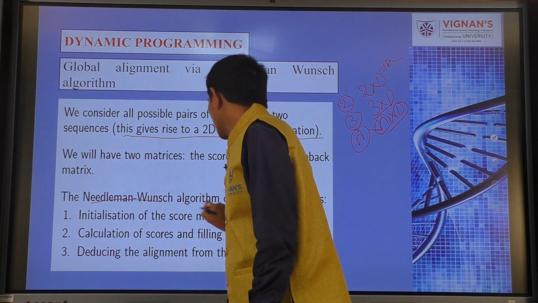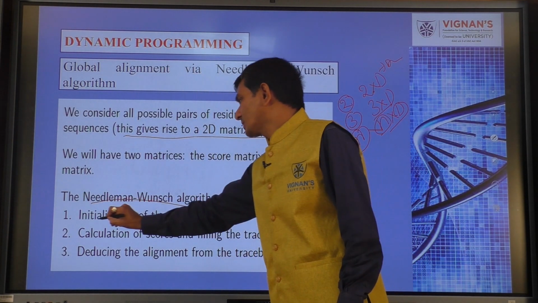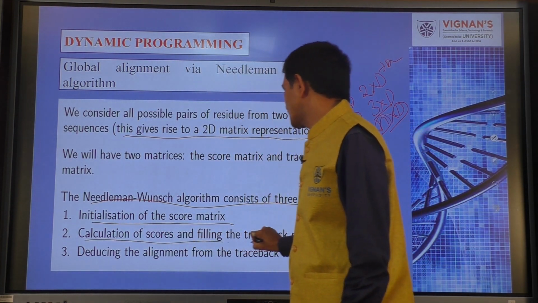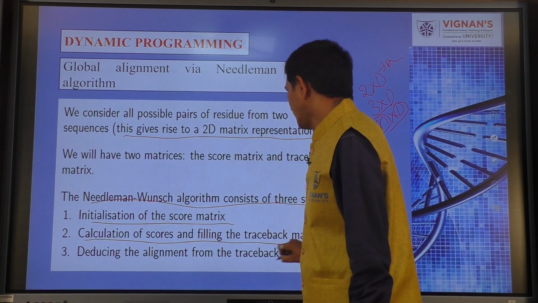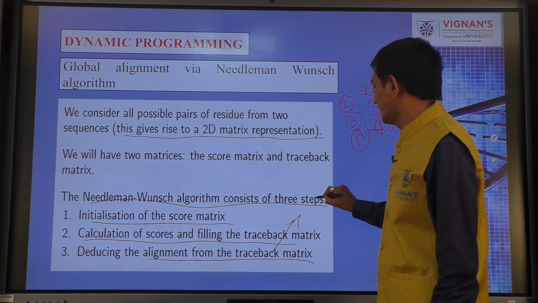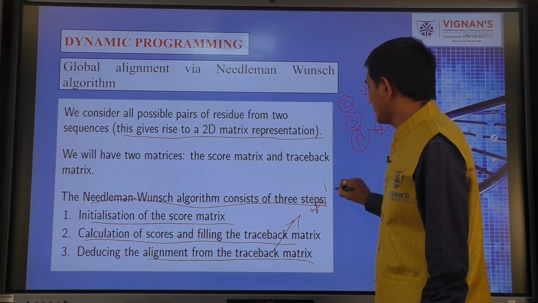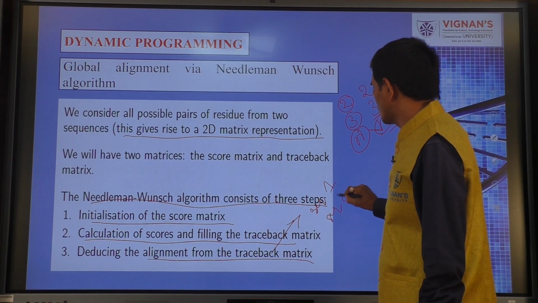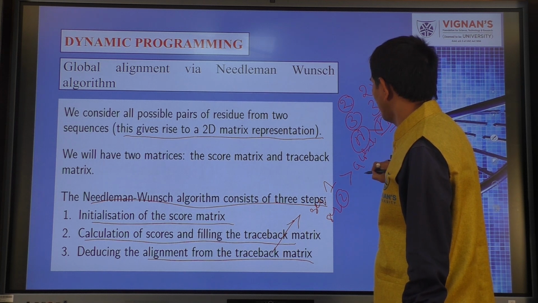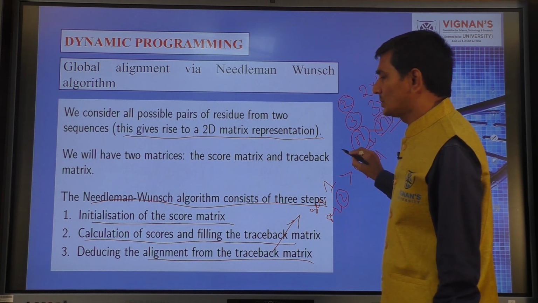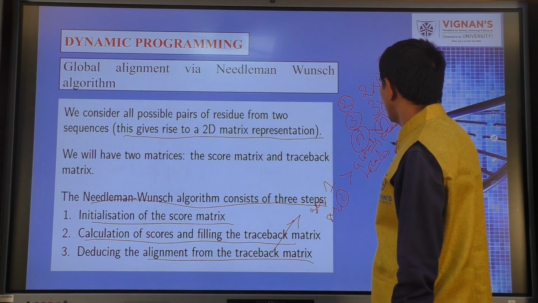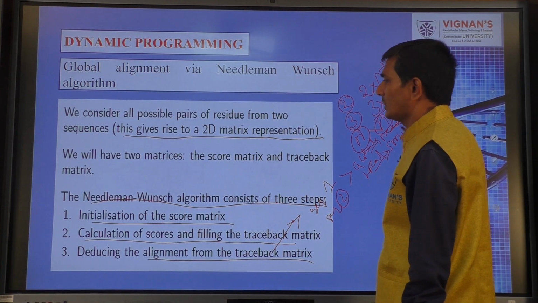Here the Needleman-Wunsch algorithm consists of 3 steps. The first step is initialization, the second step is the calculation of scores, and the third step is the traceback. In the process of doing this third step, traceback, we are trying to align sequence 1 with sequence 2. It can be done in two ways: either global alignment or local alignment. If you are doing global alignment, we will use the Needleman-Wunsch algorithm. If you are doing local alignment, then we are going to use the Smith-Waterman algorithm.